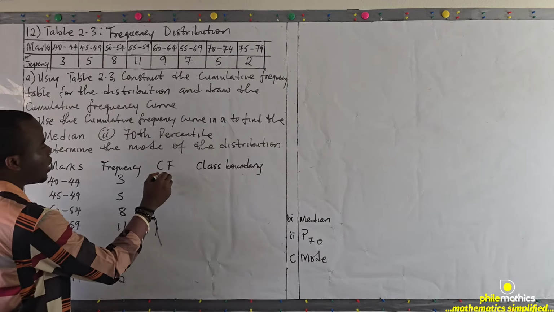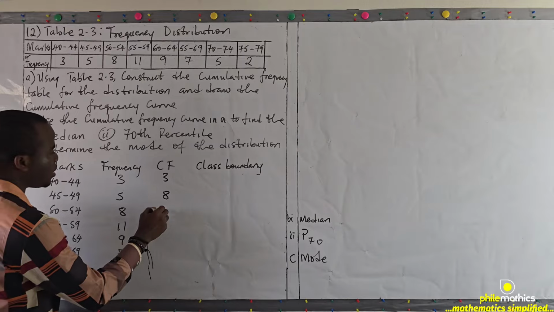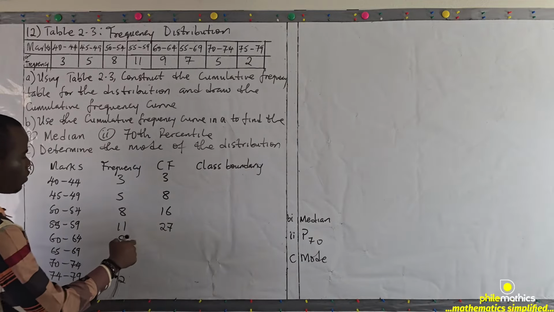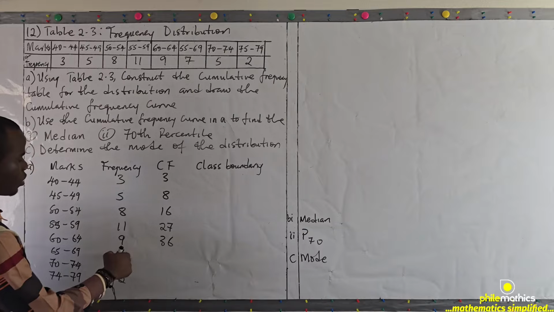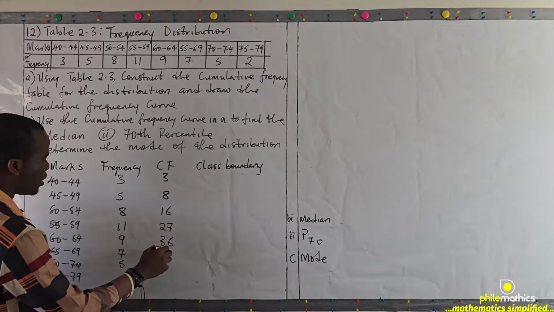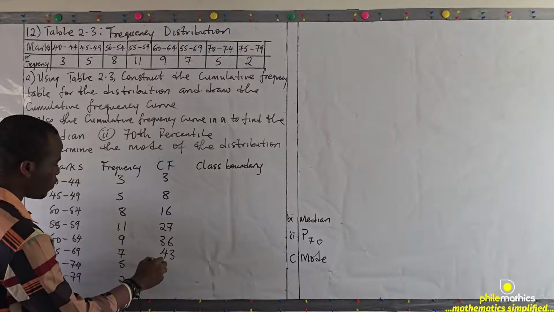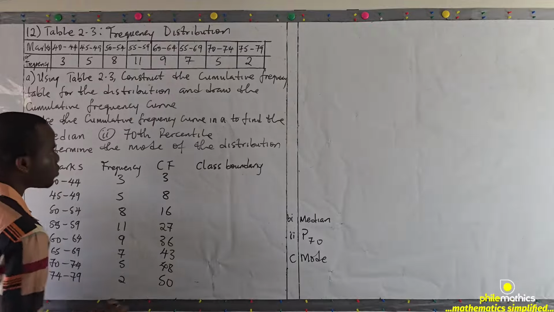So we start with 3. 3 plus 5 is 8. 8 plus 8 is 16. 16 plus 11 is 27. 27 plus 9 is 36. 36 plus 7 is 43. 43 plus 5 is 48. And 48 plus 2 is 50.